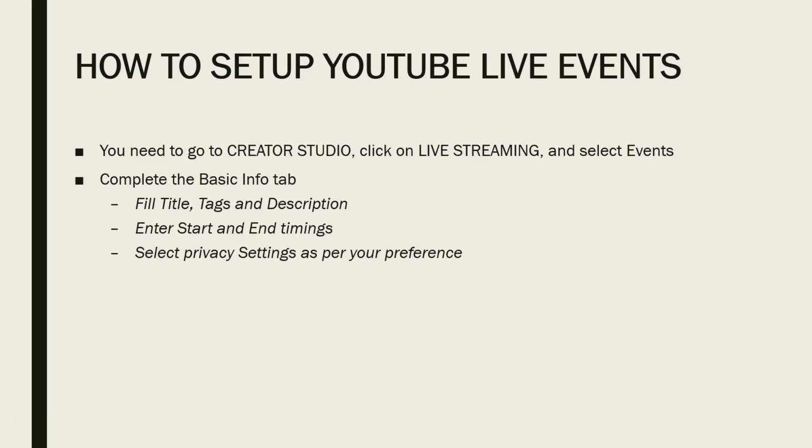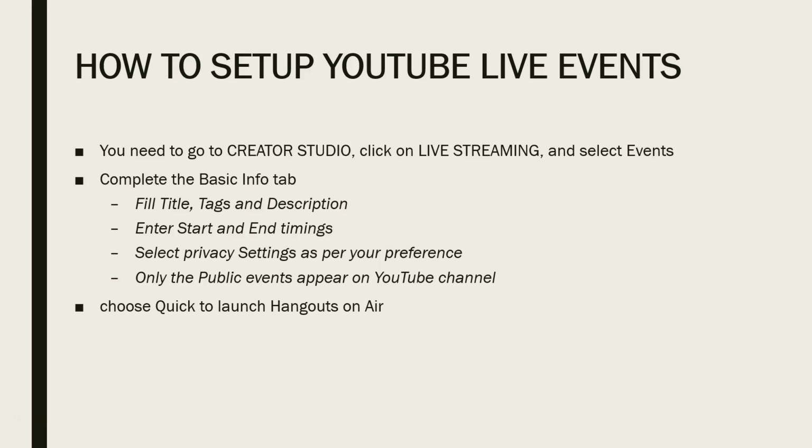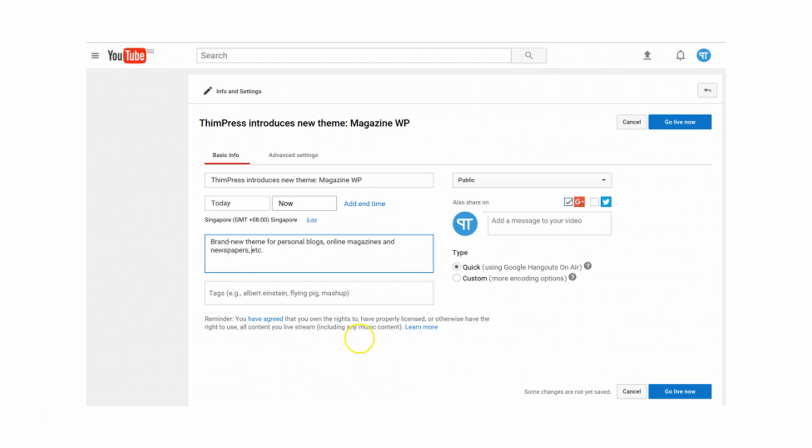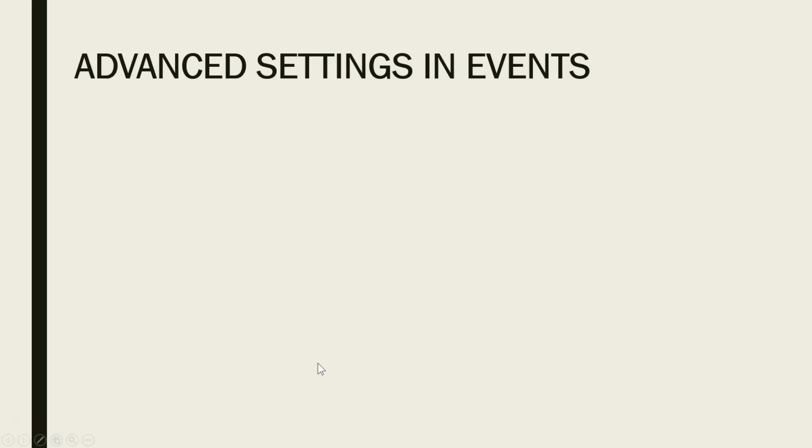You want to select the privacy settings, and then make sure that it's set to public, because public events are only going to show up on your YouTube channel. You also want to choose to quick launch Hangouts on Air, because YouTube is also connected with Google. Okay, so when you come to events, you want to make sure that you're clicking up here with your event, and then you want to make sure that you're filling in all the tags like we have here.